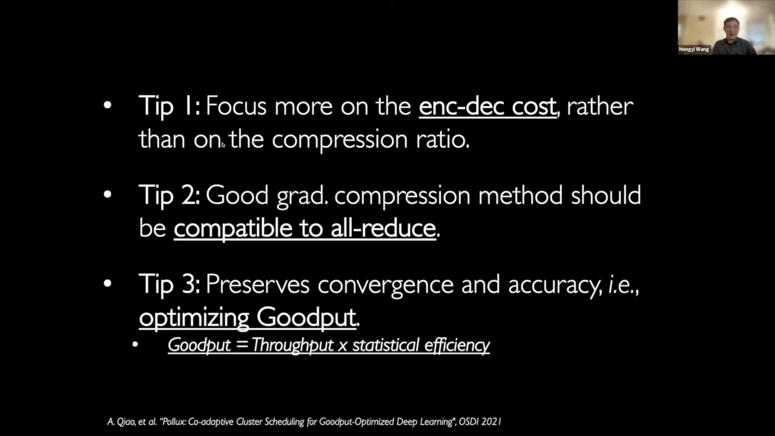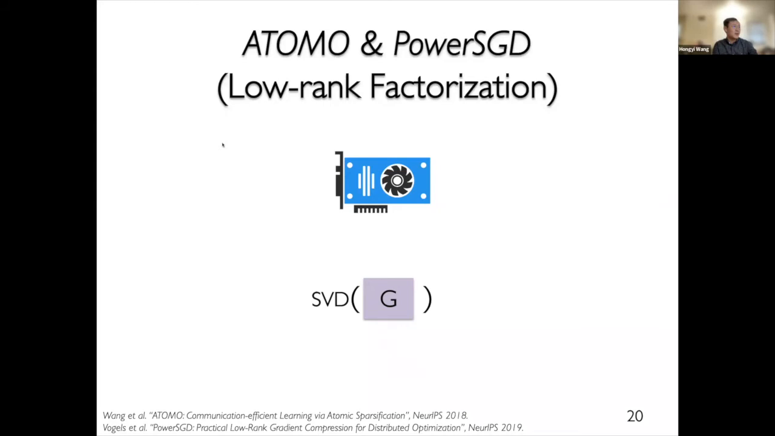So let me walk you through one example, like how a gradient compression method can be useful and how we can actually design a concrete gradient compression instance. Previously, people have looked into gradient factorization, basically using the low rank factorization of the gradient. However, the factorization can sometimes become expensive.